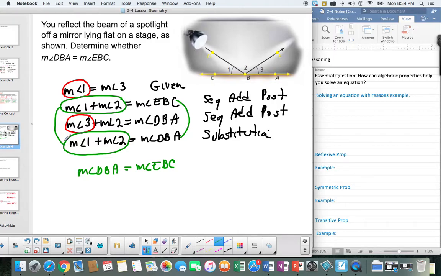And notice the chain here. So you can say the transitive property of equality. Now some of you also might want to use substitution, and that would be okay as well, because this can be substituted for that.